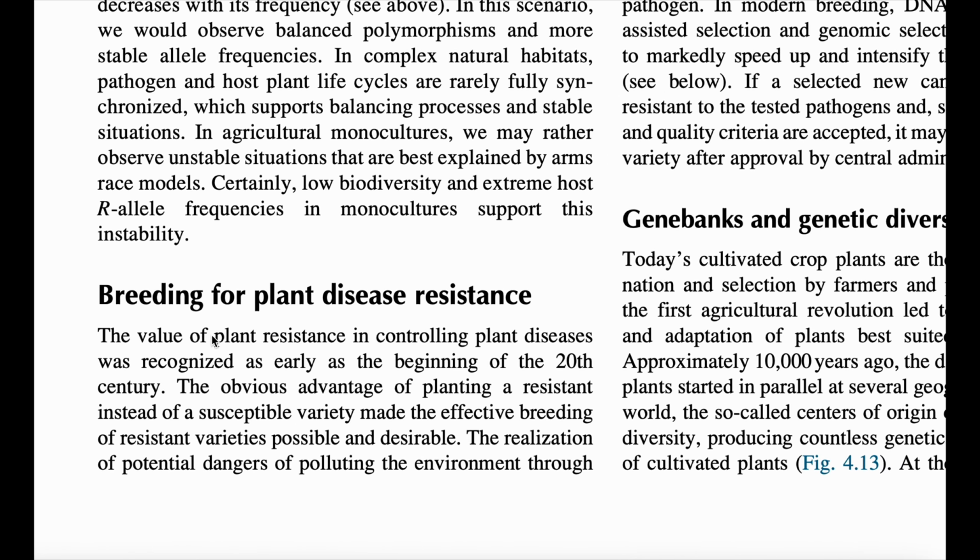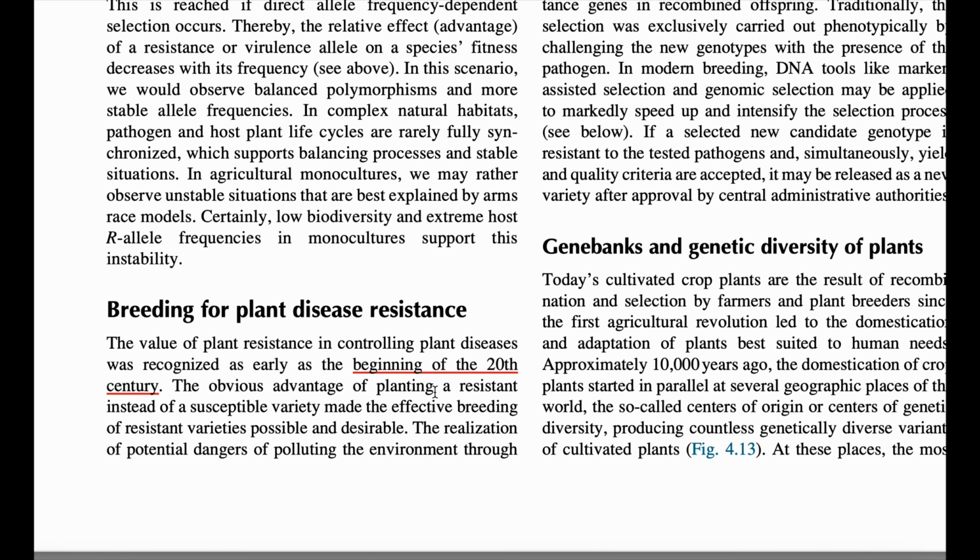breeding for plant disease resistance. So what they are saying here is that the value of plant resistance in controlling plant diseases was recognized as early as the beginning of the 20th century. The obvious advantage of planting a resistant instead of a susceptible variety made the effective breeding of resistant varieties possible and desirable. Okay. In breeding, many new technologies came, modern tools that we get to see nowadays, which make breeding faster and more precise.